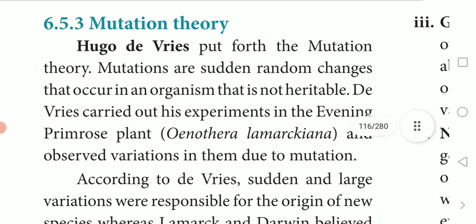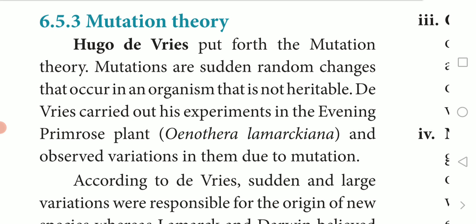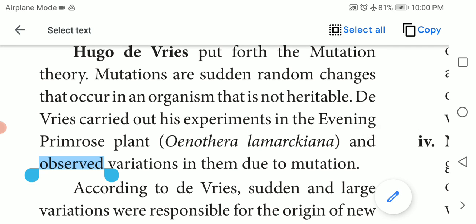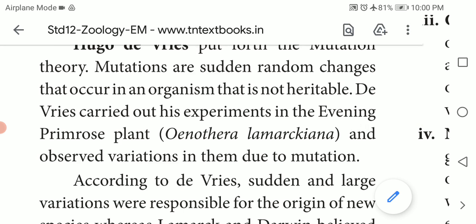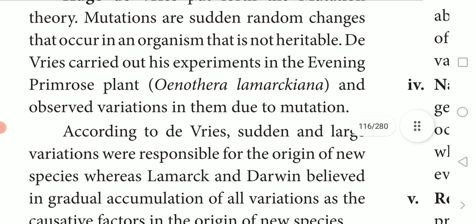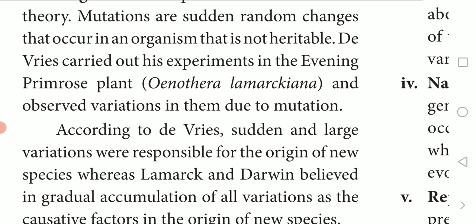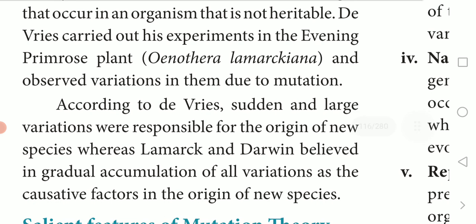Hugo de Vries put forth the mutation theory. Underline this, they may ask you one word: who put forth the mutation theory? Hugo de Vries. Mutations are sudden random changes. What are mutations? Sudden random changes that occur in an organism. So mutation means a sudden random change occurs in organisms.